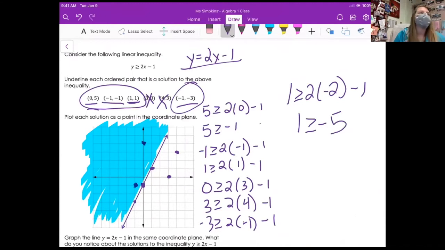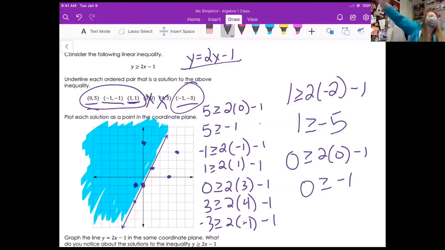What's the easiest point on the entire graph? 0. Is 0, 0 in the shaded part? It is. So let's test that point. 0 is greater than or equal to 2 times 0 minus 1. 0 is greater than or equal to -1. True. So any of the points that I pick on the shaded part should give me a true statement. Any of the points that are not should give me something that's not true. So that's why I shaded on that side, the left side, right, Thorn?